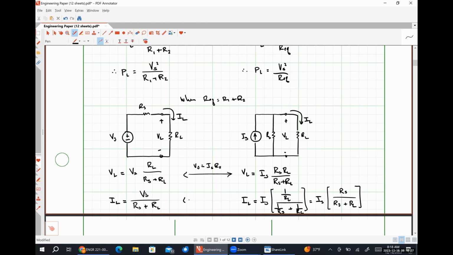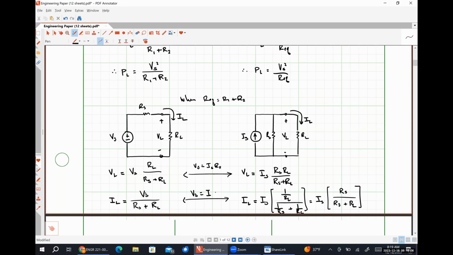Now let's look at the current relationship. On the left-hand side, I have IL is equal to VS divided by RS plus RL. On the right-hand side, I have IL is equal to IS times RS over RS plus RL. And once again, I can very easily see that I have a common factor of 1 over RS plus RL. And so I can see that for the currents to be electrically equivalent, VS has to be equal to IS times RS yet again.